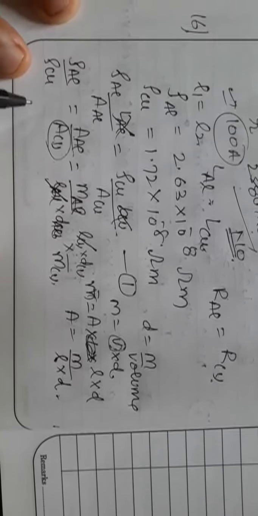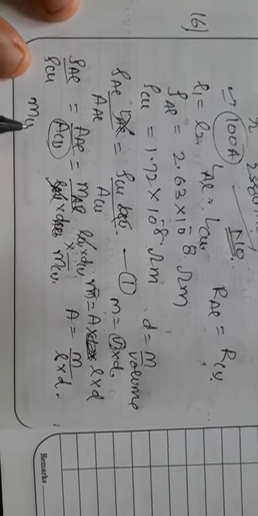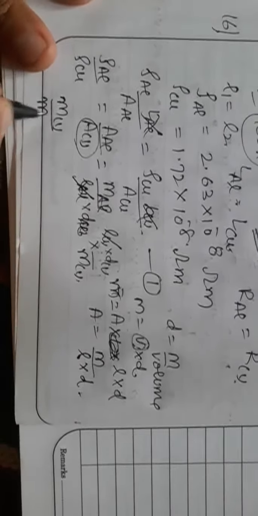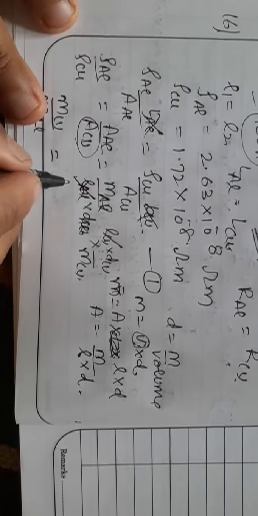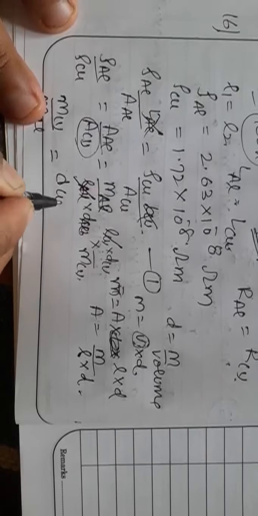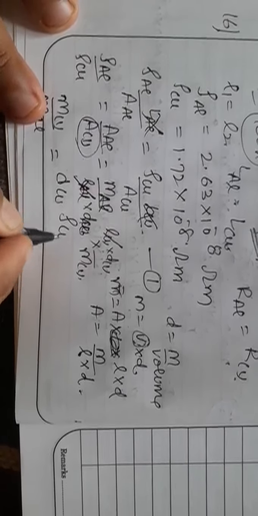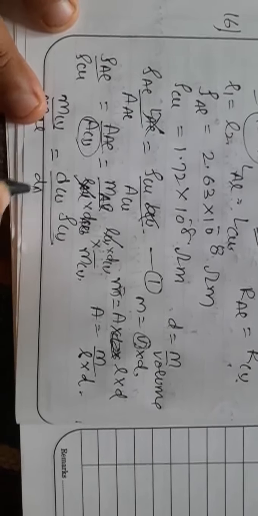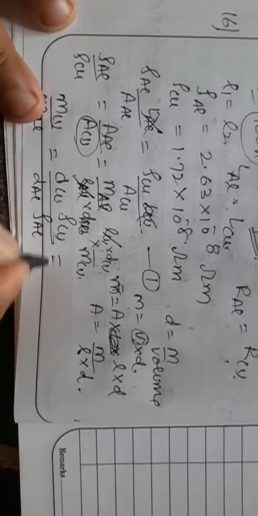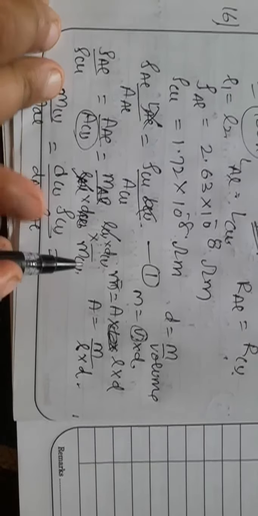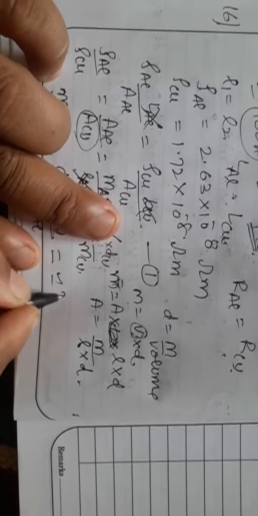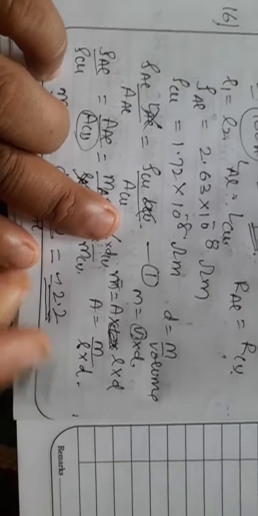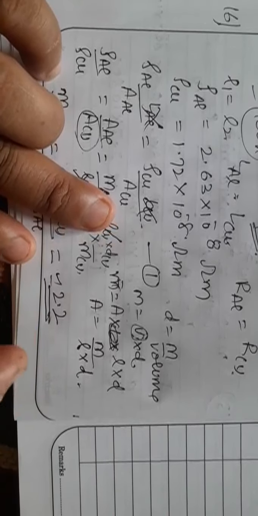From this I want to compare then mass of copper divided by mass of aluminum, it will be density of copper into resistivity of copper divided by density of aluminum into resistivity of aluminum. So all the values are given, substitute. After solving you will get approximate, it comes out to be 2.2. It means copper wire is 2.2 times heavier than aluminum wire.